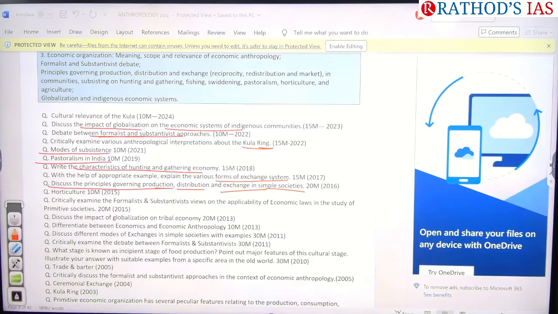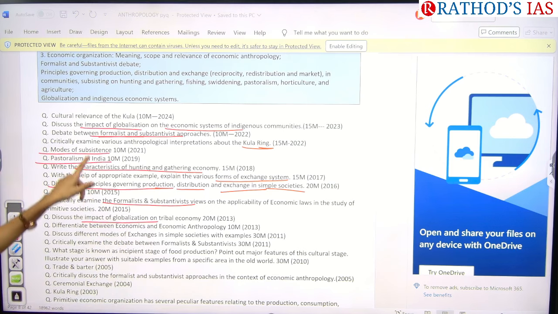In simple societies, you have to write about hunting and gathering, pastoralism, as well as horticulture. Till agriculture, you have to write there with examples. And again, formalist and substantivist. And next one is impact of globalization on tribal economy.